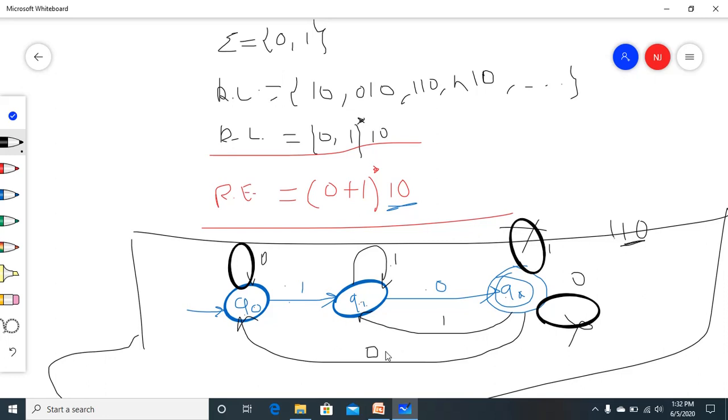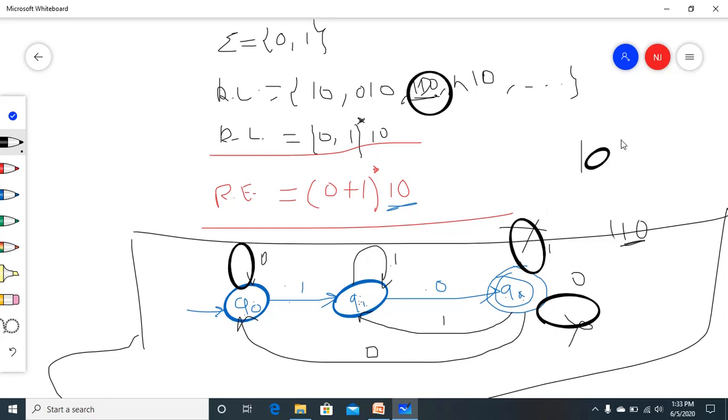So let us test by 1 or 2 strings. Let us start with 110. We are in q0 state. We read the first alphabet as 1. We transit from q0 to q1 because there is a provision. We already made the provision. We are in q1 state. We read the second alphabet as 1. We remain in that state only, q1. Now we read the third alphabet, 0, and we are in q1. There is a provision from q1 to qa state for the 0. After the ending of this string, we are in the last state, that's why this string is accepted.